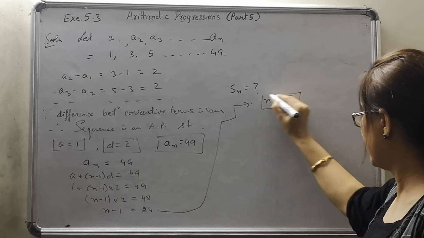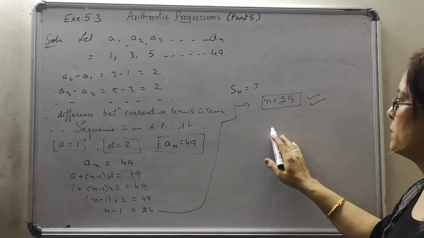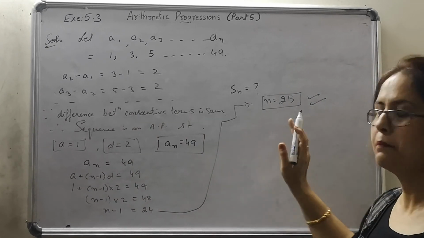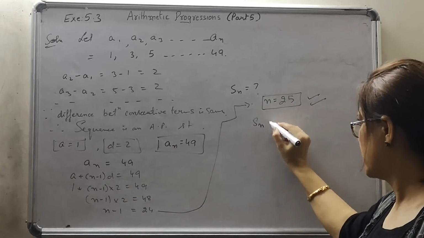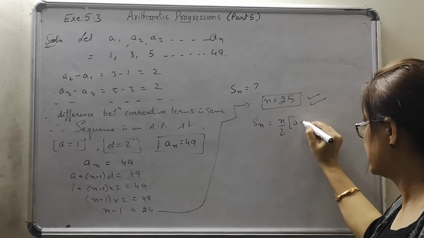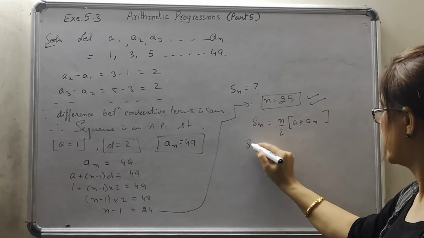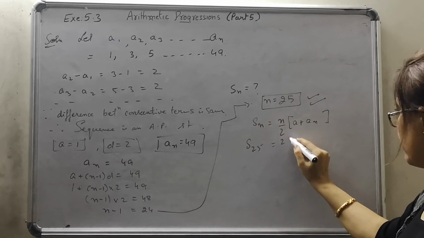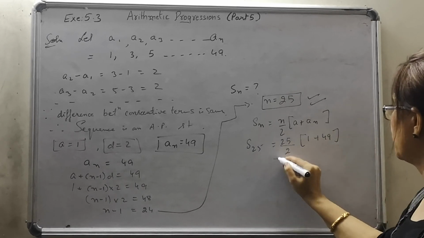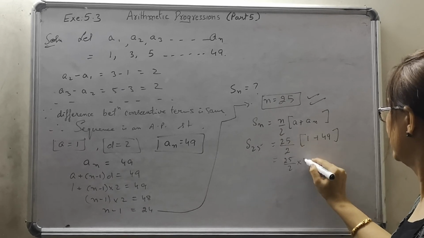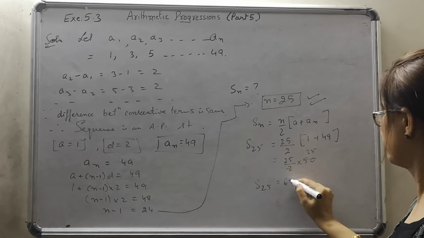अब हमारे पास n की वैल्यू भी आ गई है. We have D, we have A, we have An as well. अब हम Sn का फॉर्मूला लगाएंगे. हमारे पास सफिशिएंट डाटा है कि हम दोनों फॉर्मूले में से कोई भी लगा सकते हैं, तो I'll be applying दूसरा. Sn is equal to n upon 2 into A plus An. So it is S25 because n is 25. 25 upon 2, A is 1 and An is 49. What next? This is 25 upon 2 into 50. So this is 25. We get S25 is equal to 625.